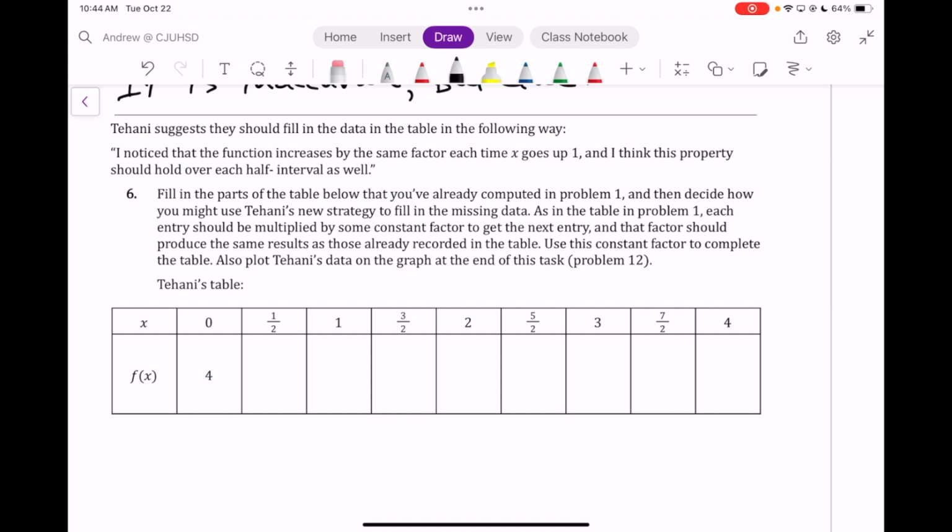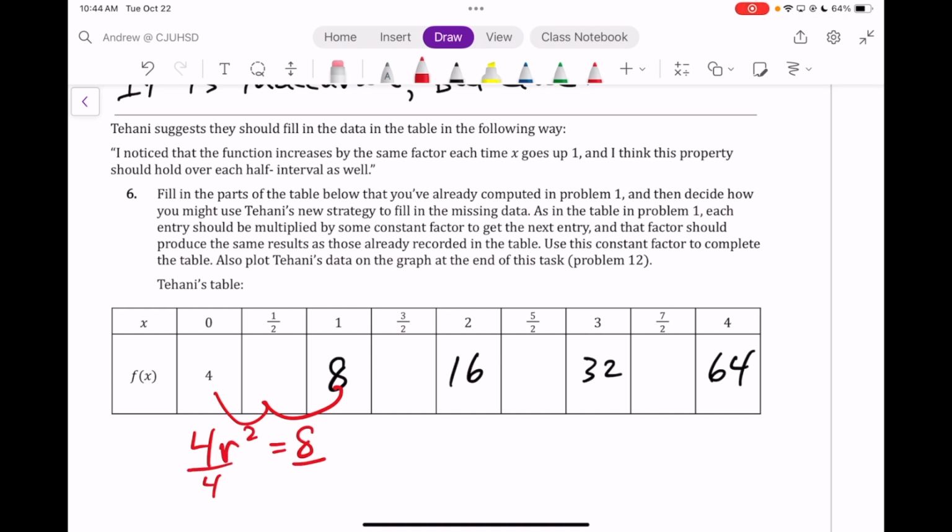So if we fill in the table with what we know, and then make a little equation to find the missing part, or the in-between part. That would be 4, and we go 1, 2, so r squared equals 8, divide by 4.